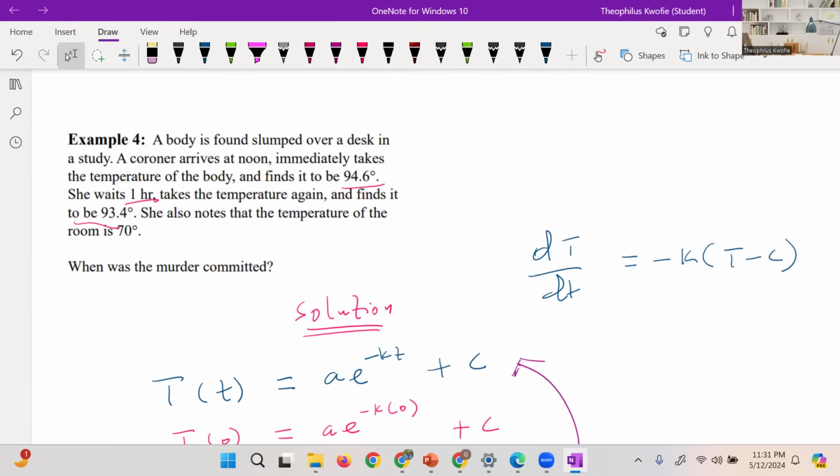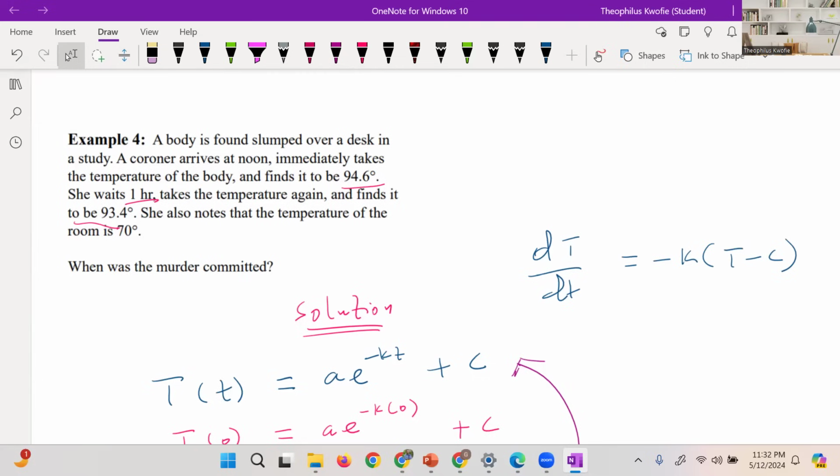So remember that the body is found slumped over a desk in a study. The coroner arrives at noon, immediately takes the reading, so we can assume that noon was the time that the coroner arrived to take the reading. Okay. So if that's the case, now if you want to know when the murder occurred, it just means that the murder occurred before noon.